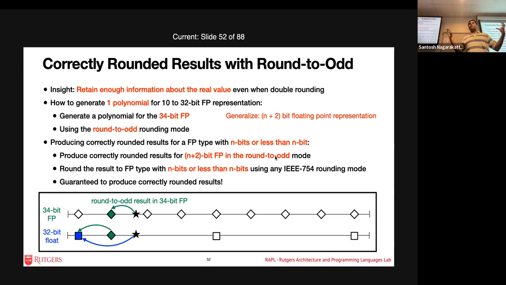We identify the four components that are required for rounding any real value to a particular representation. And the theorem that we prove is that the rounding components that we have with round to odd are exactly the same as the rounding components that you would get for directly rounding the real value to the target representation. And that's why it produces correct results for all representations.